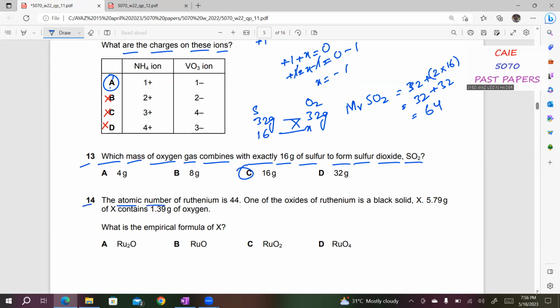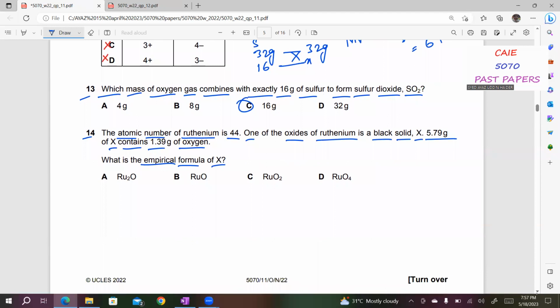14. The atomic number of ruthenium is 44. One of the oxides of ruthenium is a black solid X. 5.79 grams of X contains 1.39 grams of oxygen. What is the empirical formula of X? The total mass of X is provided. We need to calculate the mass of ruthenium. The symbol for ruthenium is Ru and symbol for oxygen is O. We have the mass of oxygen 1.39.